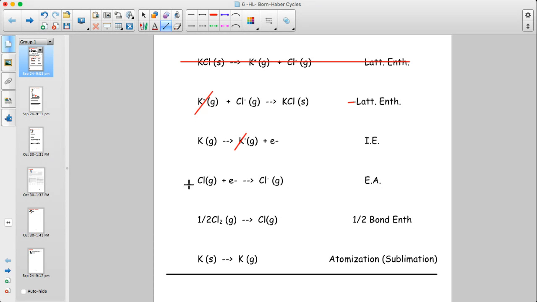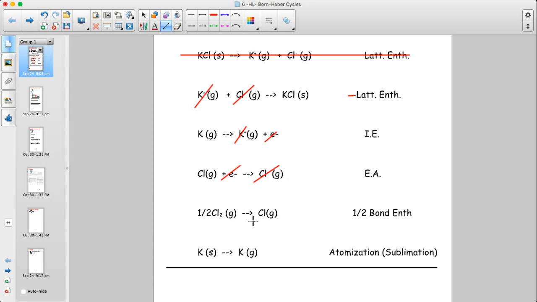Here's the electron affinity, which has canceled out the gaseous Cl minuses. The ionization energy and electron affinity cancel out the electrons. I've now canceled out the Cl gas, gaseous atoms, now that I'm using the bond enthalpy, and I'm canceling out the potassium gas with the atomization enthalpy. And overall, what's left? K solid, half a Cl2, and KCl on the right.